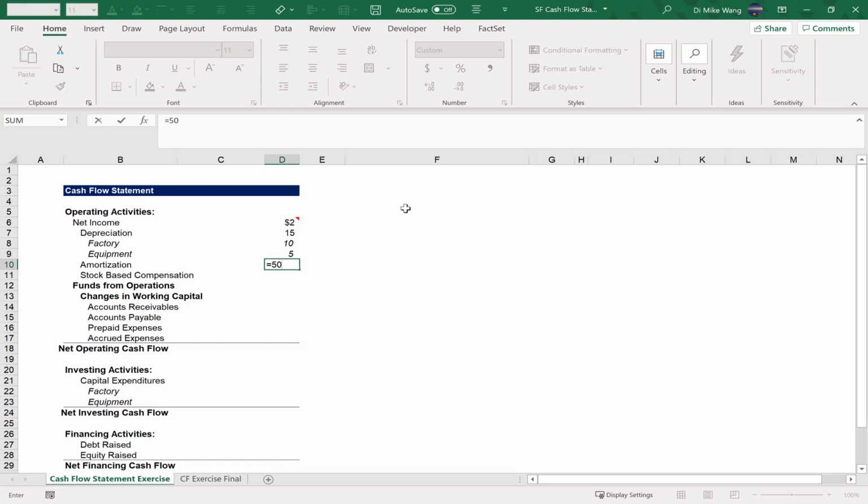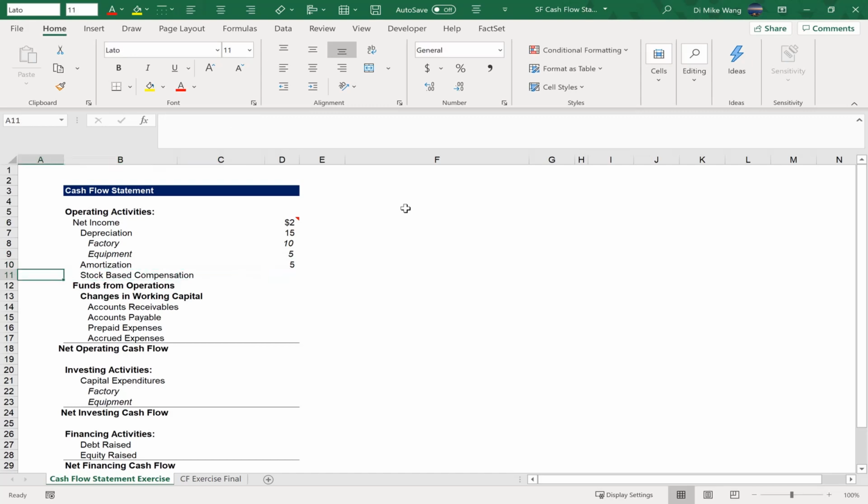Our amortization amount on our scale patent is $5, and that's calculated from the value of the patent, which is $50, divided by its useful life, or in this case, how long until the patent expires, and that's 10 years. Next, we look at stock-based compensation, and since we paid $2 in wages as stock, and therefore there were no cash expenses, we will have to put that $2 in here. So it's added back into the cash flow statement.